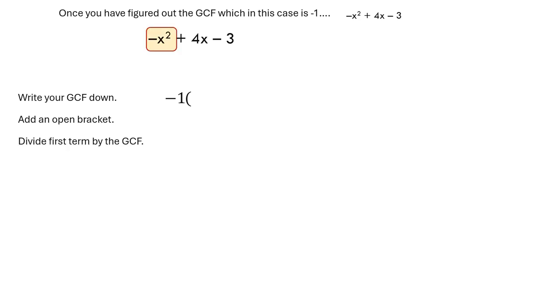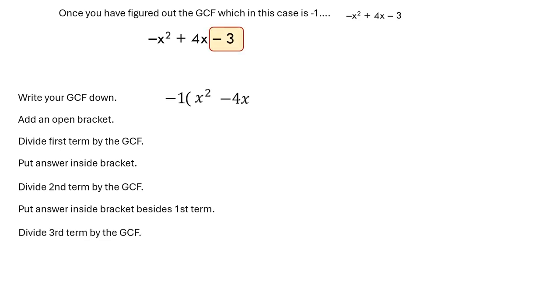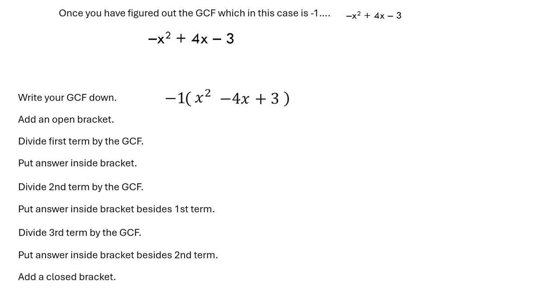What's our first term divided by negative 1? The answer is x squared. Put that inside the bracket. Look at our second term, 4x, divided by negative 1. The answer to that is negative 4x. We'll put that in the brackets right next to our first term. Looking at our third term, divide the third term by the greatest common factor. Our answer is 3. We'll put that inside the brackets, and we'll close our bracket. There's our answer.